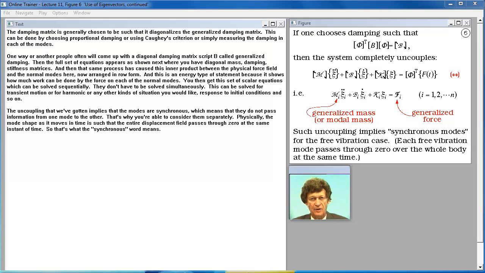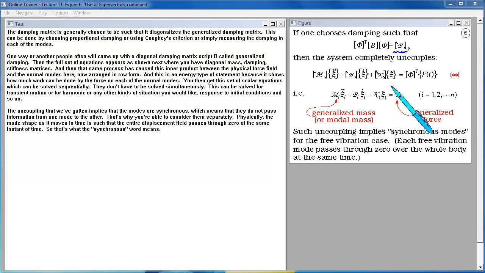The damping matrix is generally chosen to be such that it diagonalizes the generalized damping matrix. This can be done by choosing proportional damping or using Caughey's criterion or simply measuring the damping in each of the modes. One way or another, people often will come up with a diagonal damping matrix script B called generalized damping.